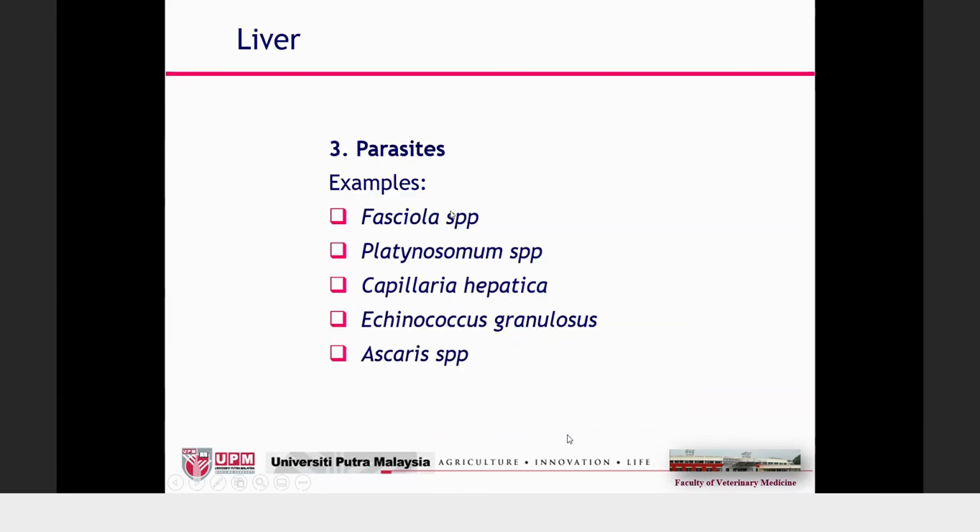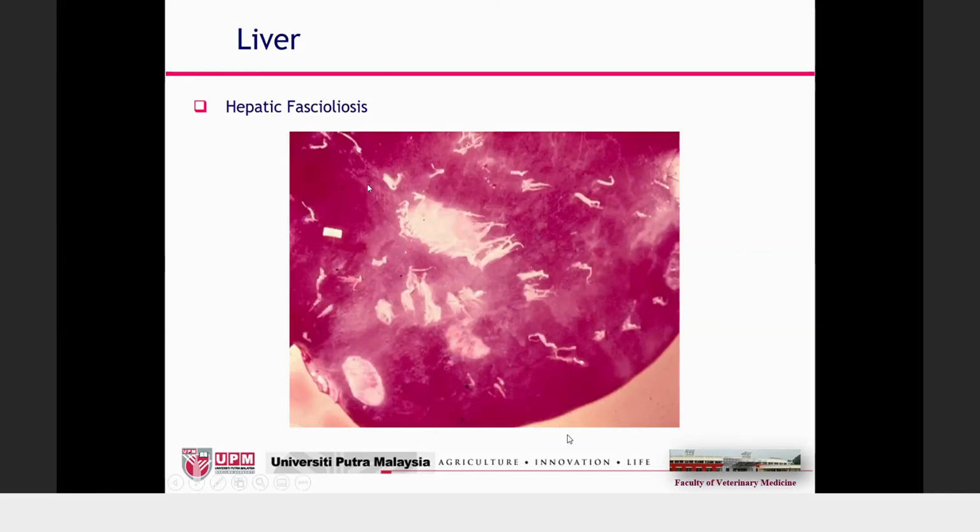So another one, the third common one, is parasites. I think one is Fasciola or fasciolosis, Trypanosoma, Capillaria, Echinococcus, and Ascaris. These all can cause lesions in the liver. Fasciolosis, the entry actually is from the capsule, yeah, liver fluke migration through the capsule.